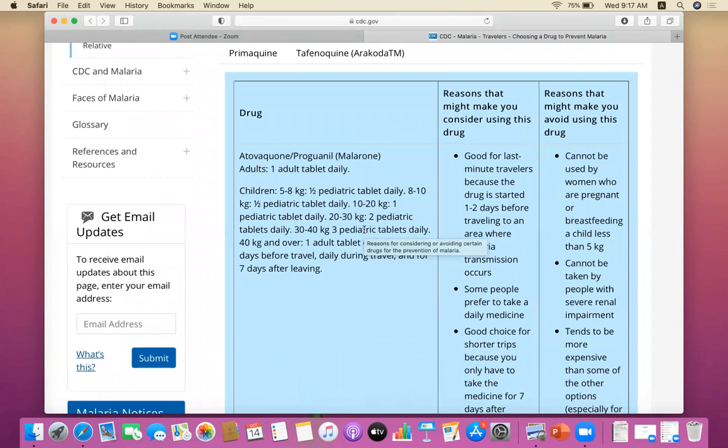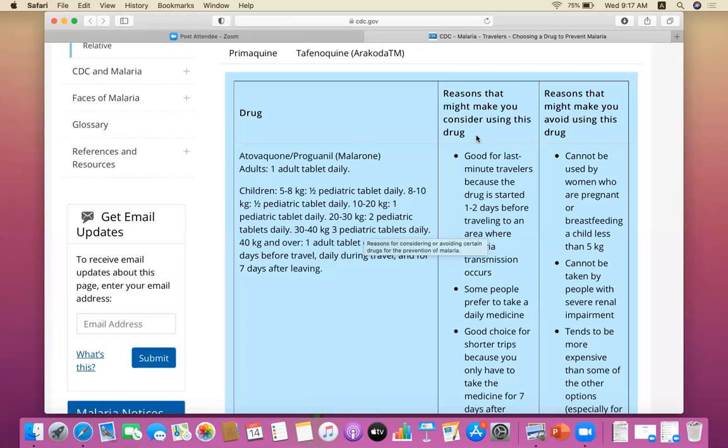The first one is atovaquone-proguanil. This is a combination of drugs, and the combination is termed Malarone. For adults, 1 tablet can be taken daily, and for children, the dose is mentioned here.